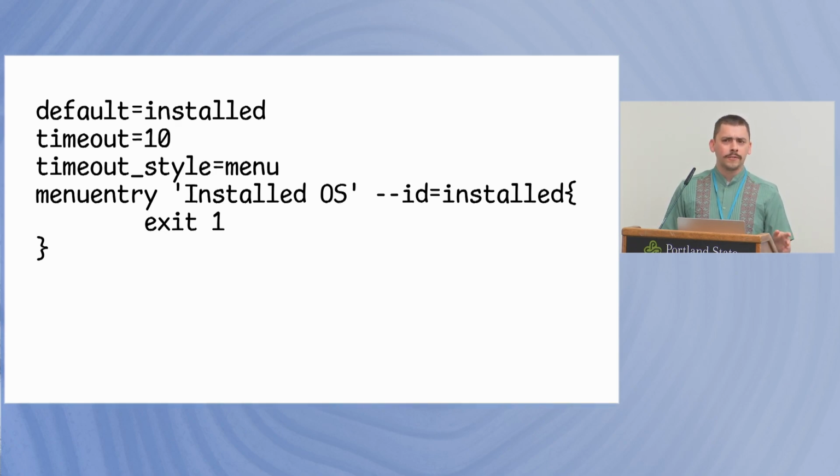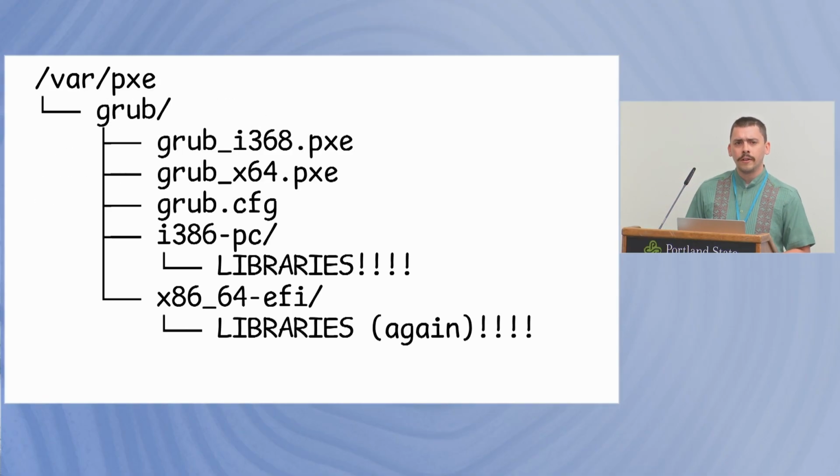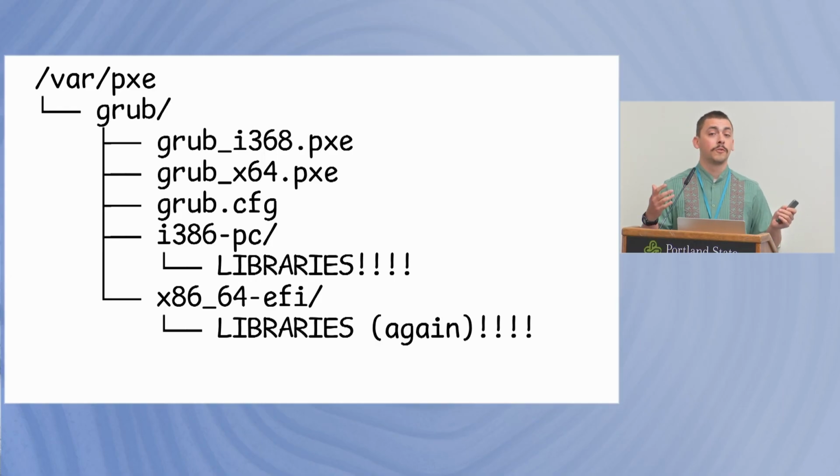Now that's been a lot of files, so let's take a look at our file tree here. Underneath /var/pxe, we've got a grub directory with 2 images, a config file, and 2 directories just absolutely chock full of libraries. There's a couple dozen in each one, so I'm not showing you every single file there. This is wonderful. We've got these files on the file server. Now we need a way to actually serve them.